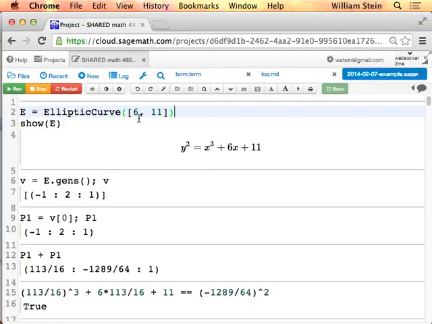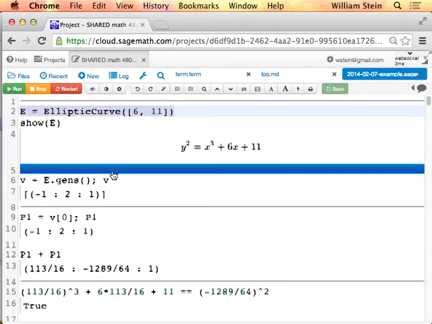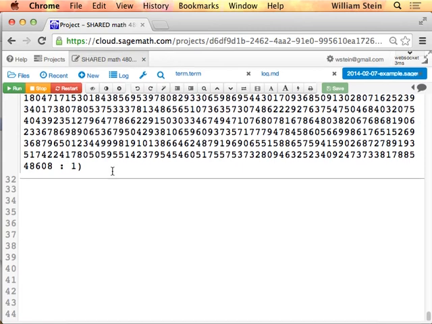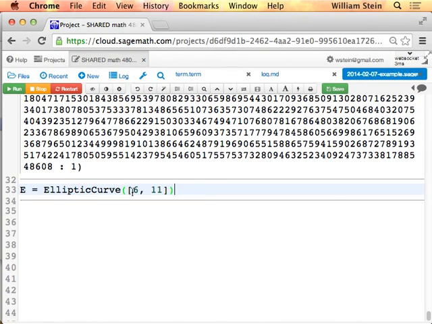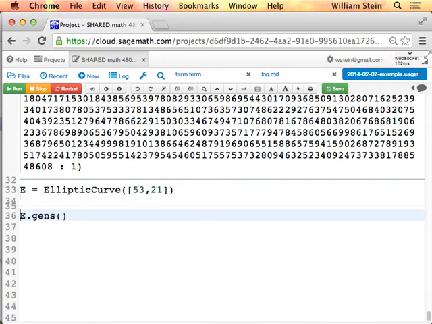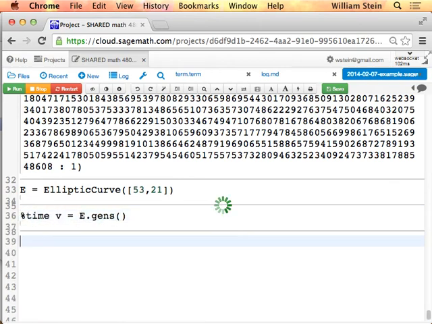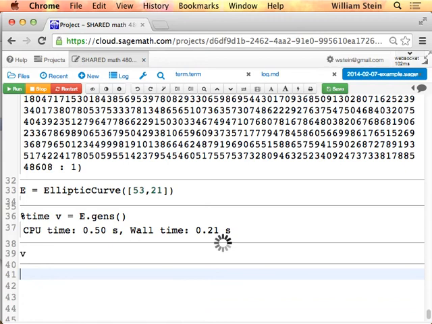Okay, let's try one other curve, just to see what happens. Whoa. Okay. All right, somebody yell out an integer. 53. Okay, another integer. 21. Okay, here we are. Again, I have no idea if this is just going to work instantly or take forever. I don't know how many we'll find.